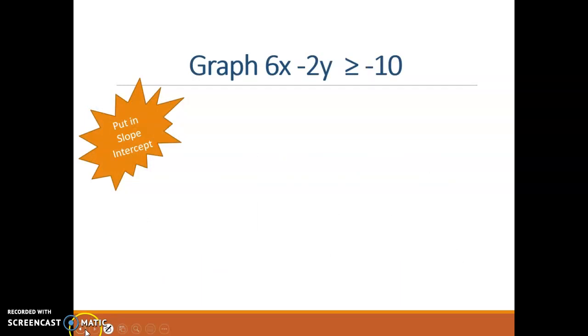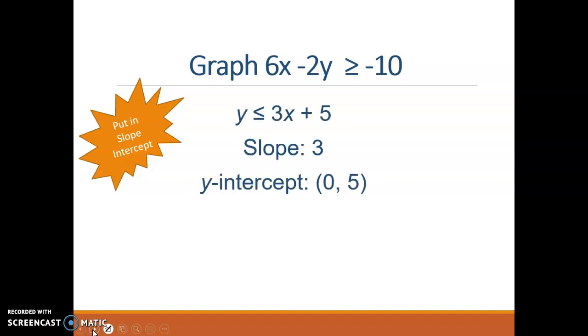Let's go ahead and try one together. Let's graph 6x minus 2y is greater than or equal to negative 10. The first thing we want to do is solve for y. So we're going to subtract 6x from both sides and then divide by negative 2. Because we have to divide by a negative, don't forget our sign will change. We get y is less than or equal to 3x plus 5. So our slope is 3 and our y-intercept is (0, 5).